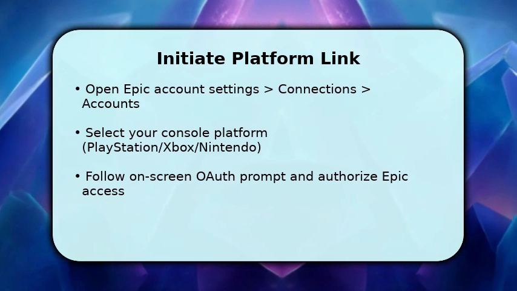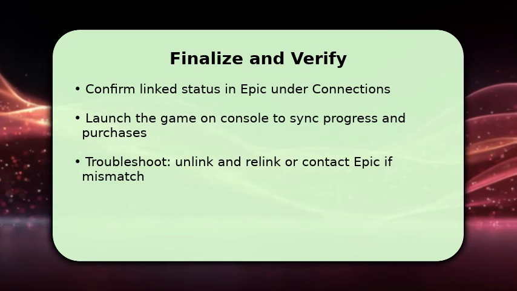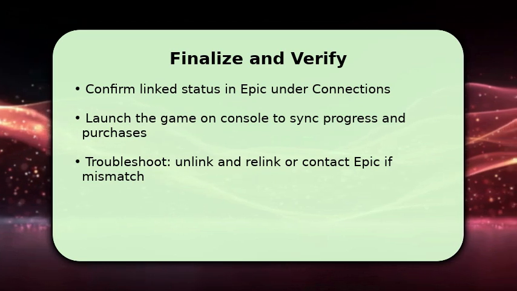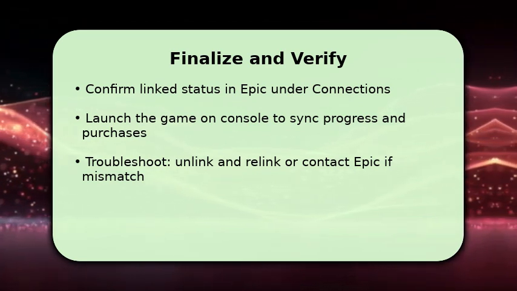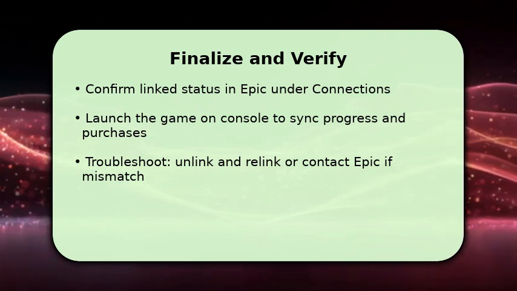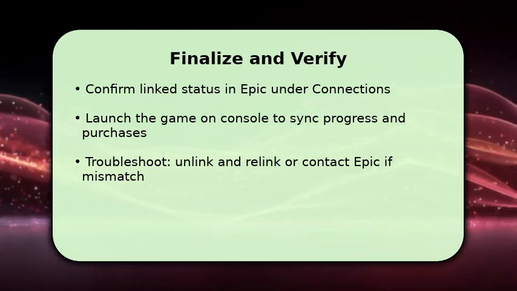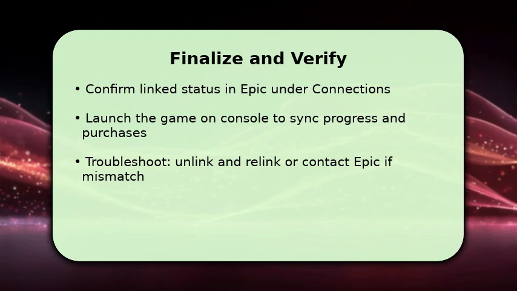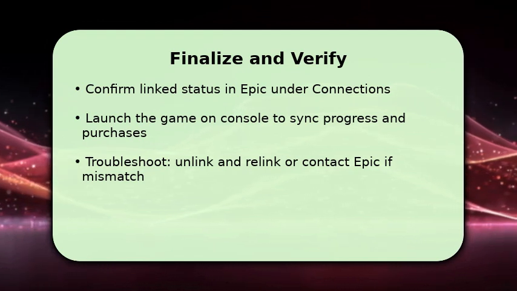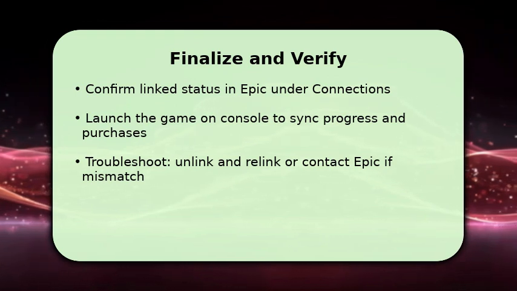You finish by verifying the link and syncing your content. Check Epic's Connections menu to confirm the console shows as linked, then launch the game on that console and allow data to sync. If purchases or progress don't appear, sign out and back in on both accounts, or unlink and relink from Epic to force a refresh. As a key troubleshooting tip, if account mismatches persist, contact Epic support with both account emails and recent purchase receipts so they can reconcile duplicates or recover lost and tied.